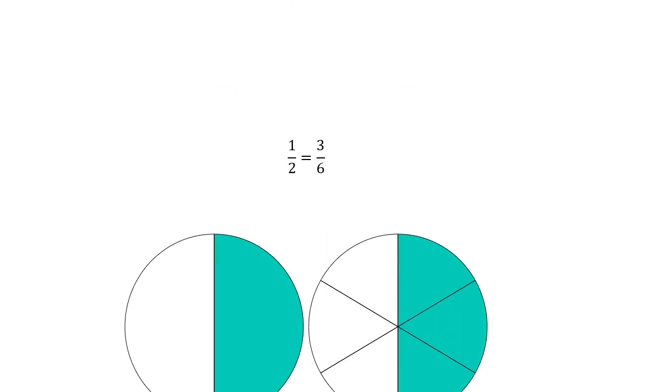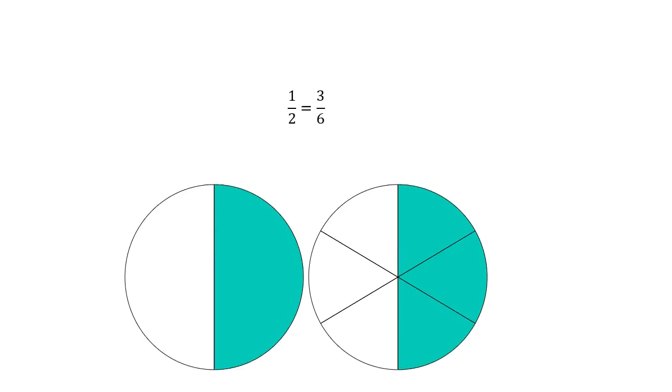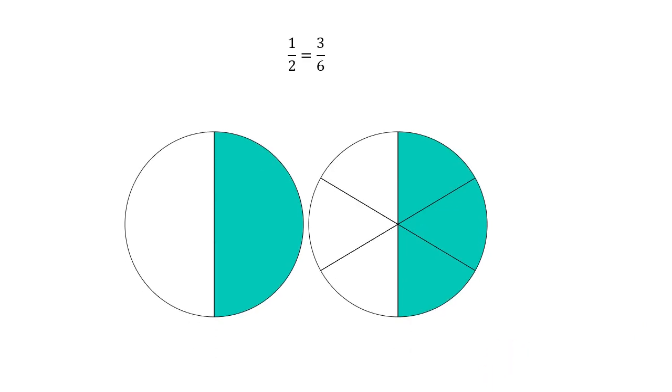We can do that with other fractions as well. Here we have 1/2 equals 3/6. That means that 1/2 is the exact same thing as 3/6. So we shade in, over here you can see this amount of green is shaded in, and over here we can see that this amount of green is shaded in. 3/6 is shaded in here, 1/2 is shaded in here, but it's the same amount of green that's shaded in on both of these.